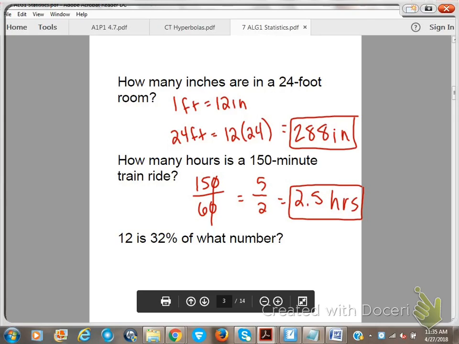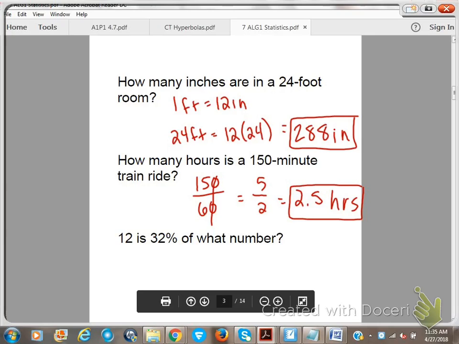Everybody okay with the first 2? Yeah. Okay. On the last one: 12 is 32% of what number? Wait, there's an easy way to take this. Multiply 32 and then what is times 1.12? 112.